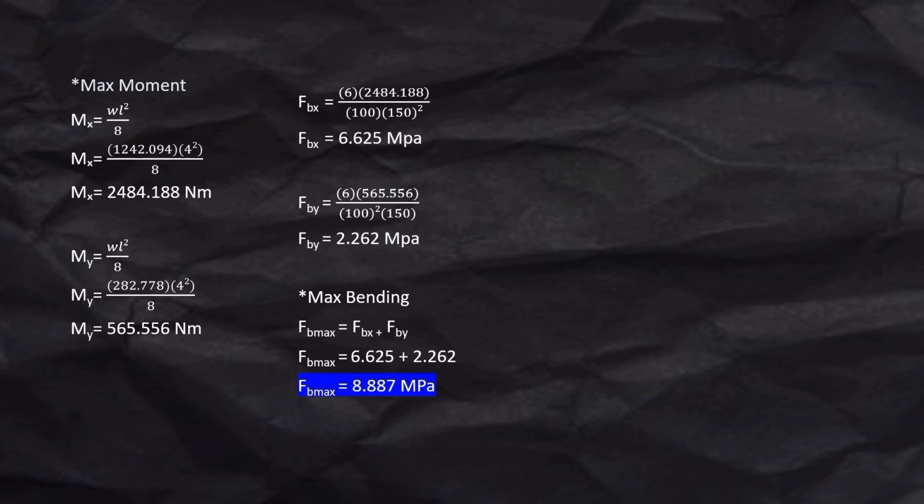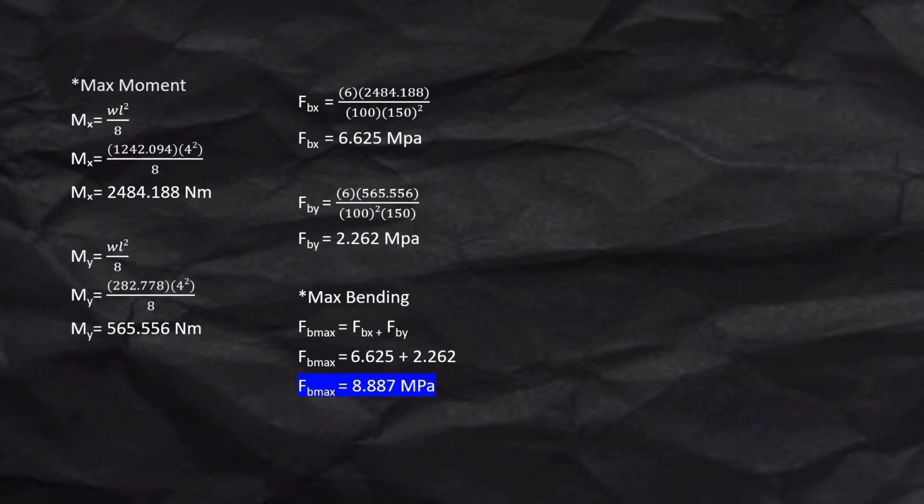Nm. So, for the my is equals to WL squared over 8. My is equals to 282.778 times 4 squared over 8. My is equals to 565.556 Newton meter. For the FBX is equals to 6 times 2484.188 yung mx over 100 times 150 squared. Yun yung dimension ng C purlins. FBX is equals to 6.625 MPa.